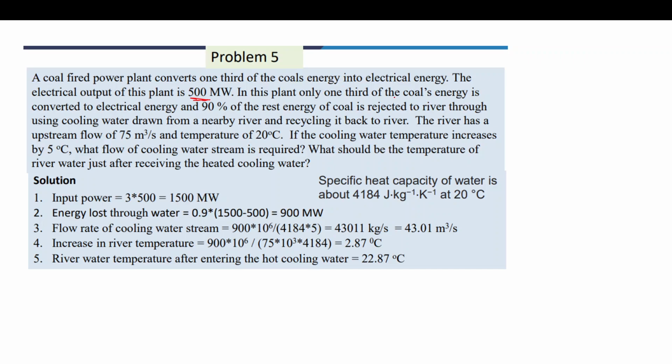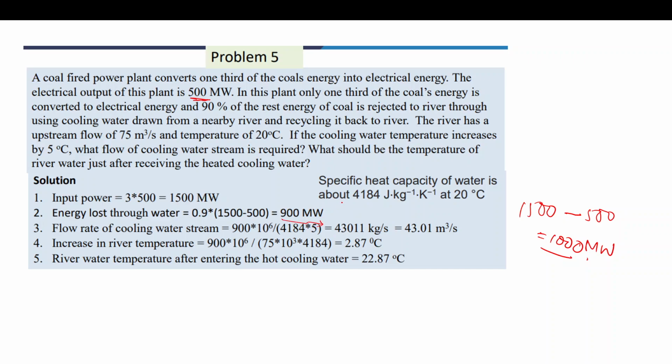Now, in this plant, only one third of the coal's energy is converted to electrical energy, and 90% of the rest is rejected. The remaining energy is 1500 input minus 500, which is 1000 megawatt. 90% of that energy is rejected to the river, using cooling water drawn from a nearby river and recycled back into it. The river has an upstream flow of 75 meter cube per second, so the energy rejected to the river is 900 megawatt.